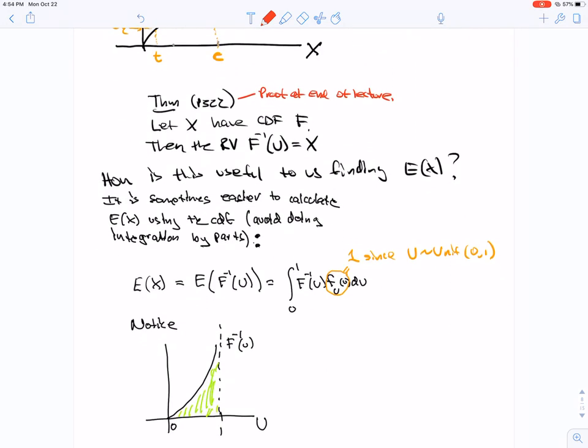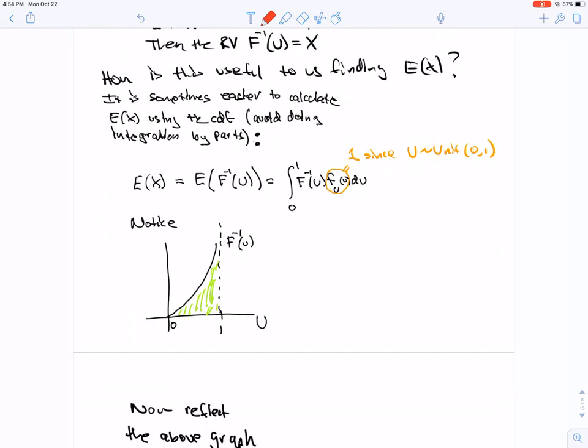How's this useful to us to find the expectation of x? Take a look at this. The expectation of x is the expectation of F inverse of u, because x is F inverse of u. F inverse of u is a function of u. U takes values between 0 and 1. So this is the integral from 0 to 1 of F inverse of u, and then we have the density of u, which is just 1 since u is standard uniform.